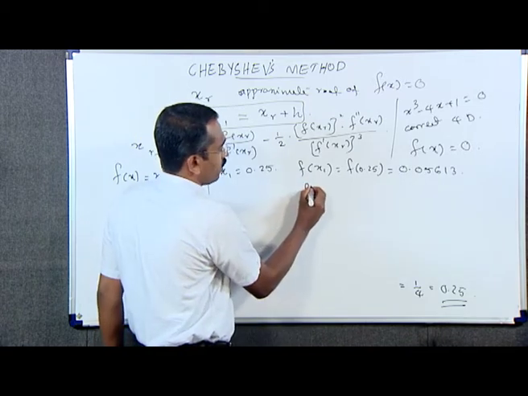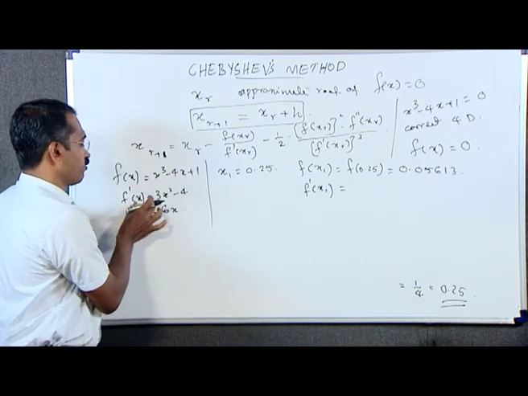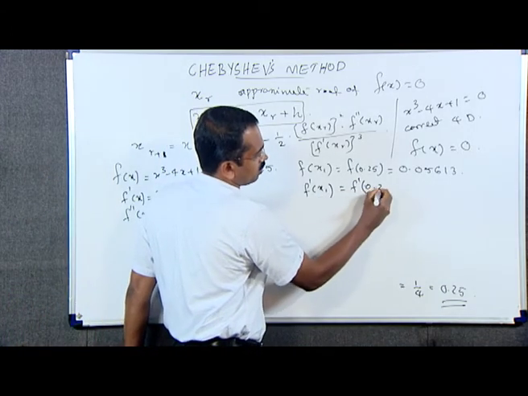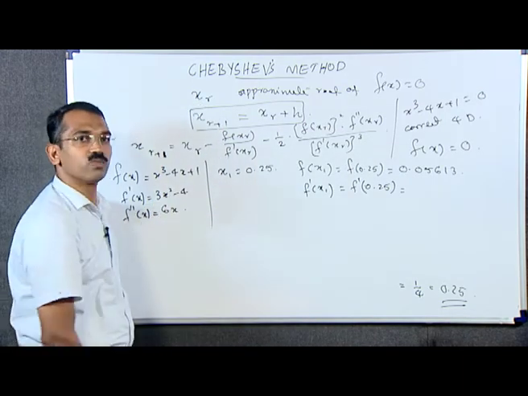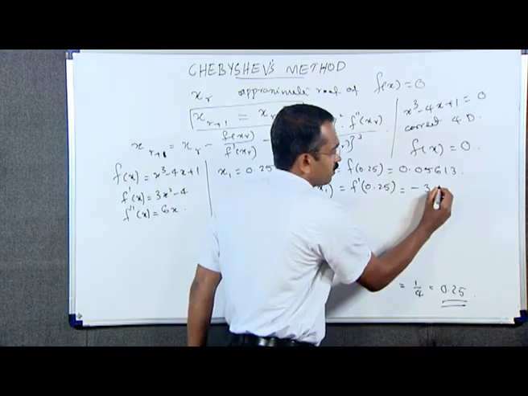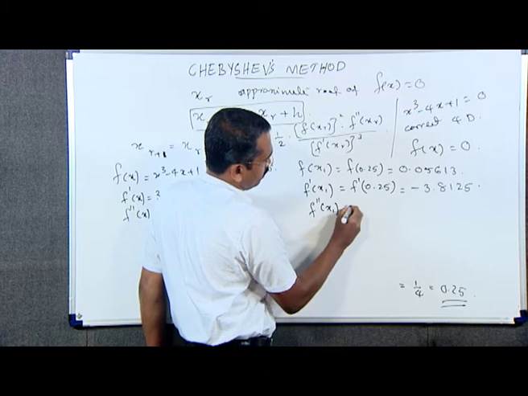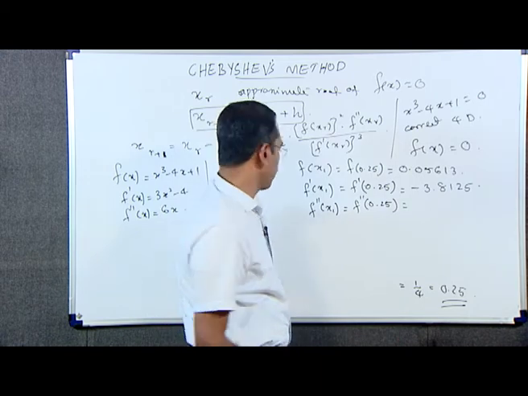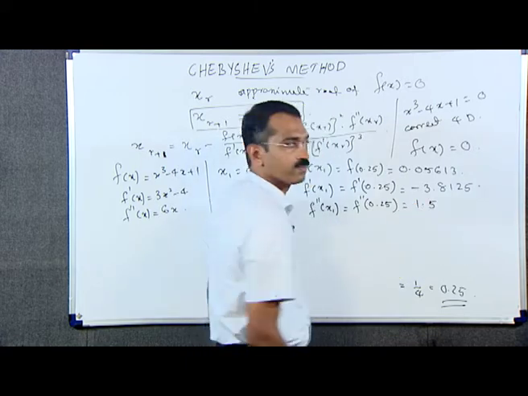Now, f dash at x1. This is f dash of x, then f dash at x is equal to 0.25. We will get 3 into 0.25 square minus 4, which is equal to minus 3.8125. Now, f double dash at x1, that is f double dash at x is equal to 0.25, which is equal to 6 into 0.25, which is 1.5.